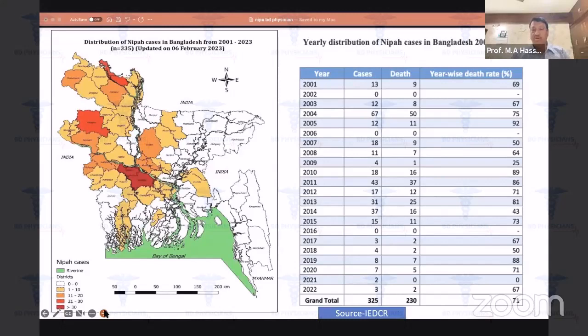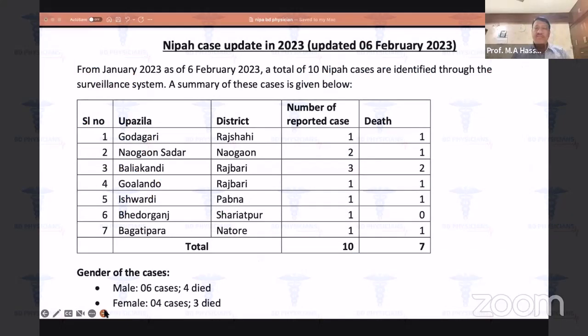In between, only 2 to 3 years, like 2006, 2016, and also 2002, had no cases reported. So in the last 20 years, every year there has been some occurrence of Nipah encephalitis. In the beginning of this year, 2023, up to 6th February, there were 10 cases recorded from Rajshahi, Naogaon, Rajbari, Pabna, Shariatpur, and Natore. Out of 10, 6 were male and 4 were female, and 7 cases died. So the mortality rate is also the same, 70%.